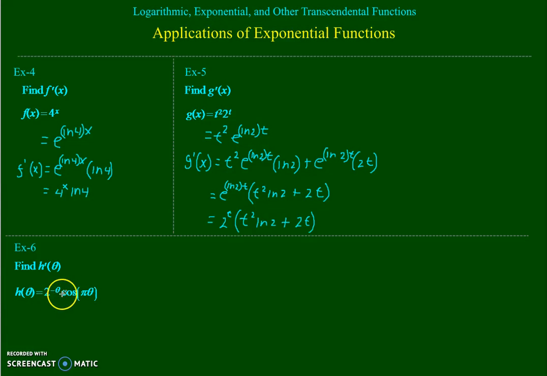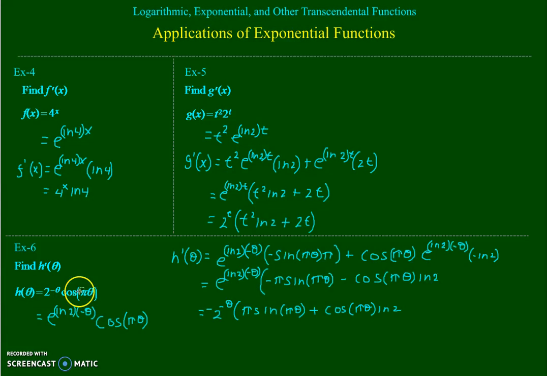Either way, this is going to be the product rule. So let's see how this works. Here's my conversion. 2 to the negative theta is e to the ln of 2 times negative theta, times the cosine of pi theta. Now to take the derivative, again, this is going to be the product rule. So this is our u term, this is our v term. So u here, dv. The derivative of cos pi theta is negative sine pi theta times the derivative of the inside piece. Remember the chain rule. So it's the derivative of the outside times the derivative of the inside.